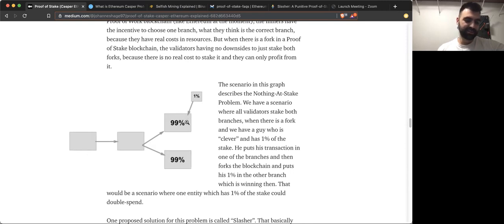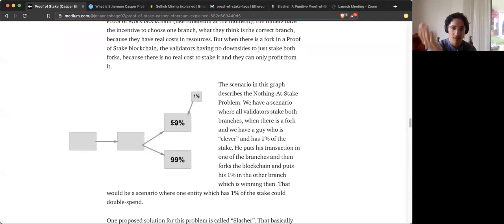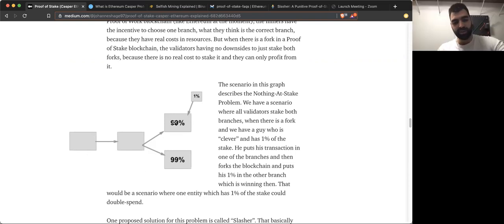And if this chain wins out, I'll get my reward here. And if this chain wins out, I'll get my reward here. Right? So there's nothing keeping this blockchain from splitting. Once a fork happens, there's nothing keeping anyone from abandoning one of the forks. Whereas in proof of work, you have to pick one, because there's a resource to add.